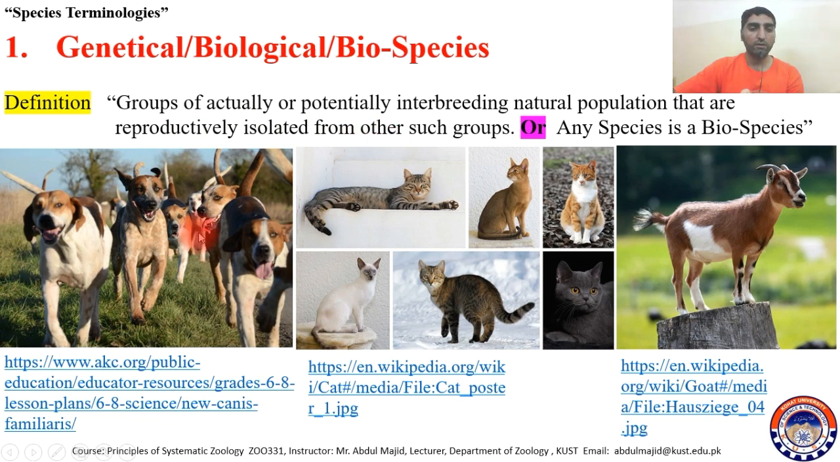Another aspect: there is a dog population, a cat population, and a goat population. Dogs cannot interbreed with cats, cats cannot interbreed with dogs, cats cannot interbreed with goats, and goats cannot interbreed with cats. Capra hirsutus cannot interbreed with Canis familiaris because they are different, and that's why we call them different species. Number one, they actually or potentially interbreed with each other, and they are isolated from other groups. They cannot interbreed with other groups in the same vicinity, the same ecology, the same ecosystem. They are separately isolated from other such groups, like cats are isolated from dogs, dogs are isolated from cats, and the same way with goats. So this is the biological species, or biospecies.